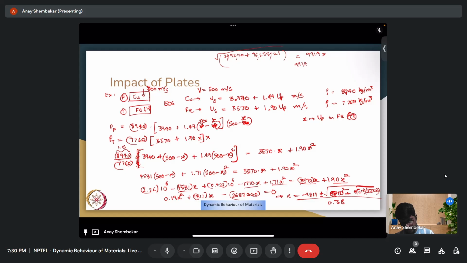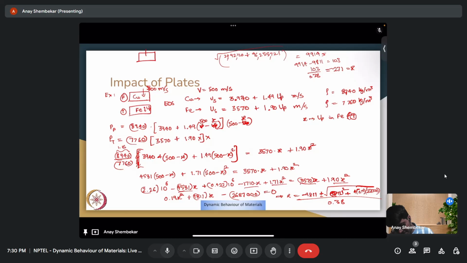9914 minus 9811, which is 103. And then you have 103 by 0.38 is equal to 271. Is equal to x.